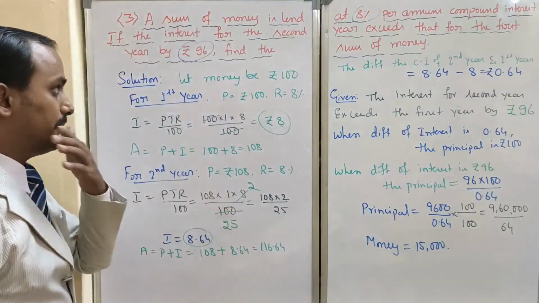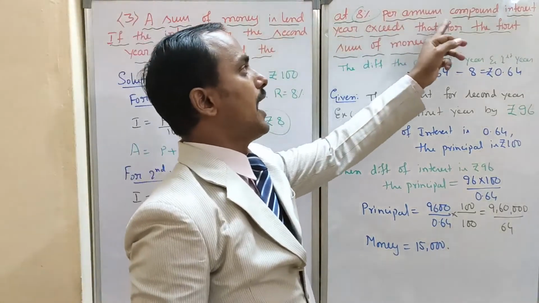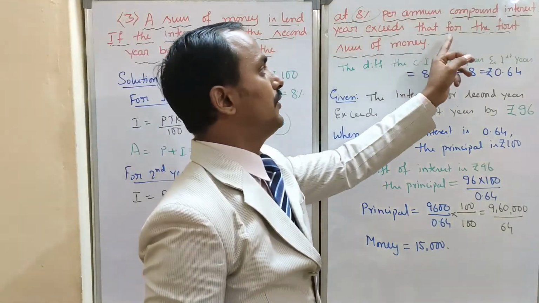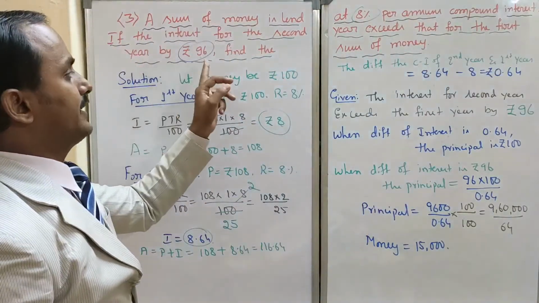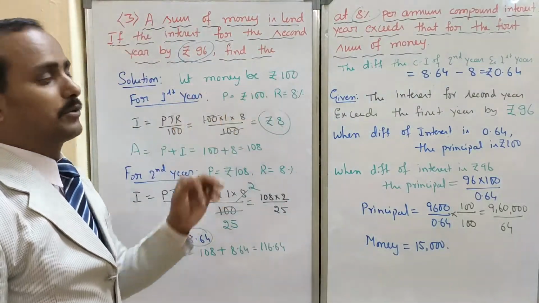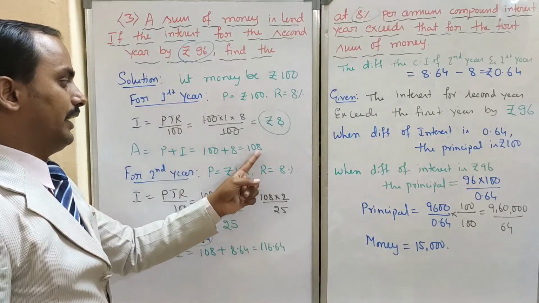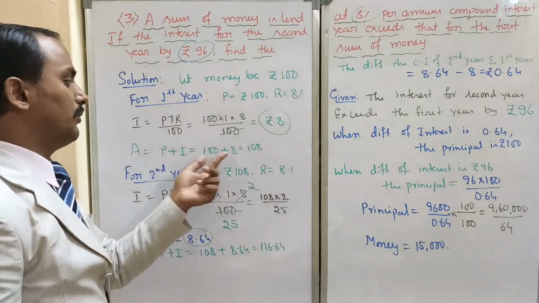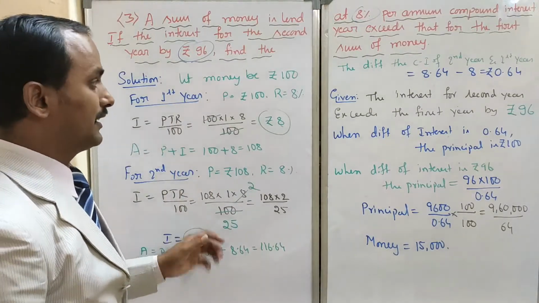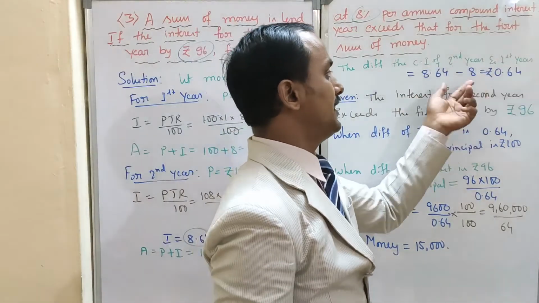Understand? I repeat once again. A sum of money is lent at 8% per annum compound interest. If the interest for the second year exceeds that of the first year by 96 rupees, find the sum of money. I consider the money to be 100 rupees. The first year interest is 8 rupees. Then the first year amount becomes 108 rupees. Second year interest is 8 rupees 64 paise. Then the difference between the compound interest of the second year and the first year is 0.64.